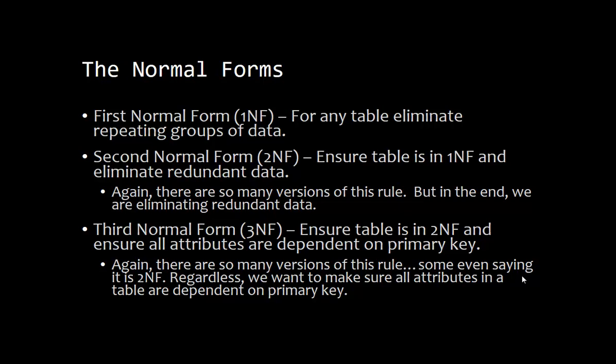The third normal form: ensure tables are in second normal form, and ensure all attributes are dependent on the primary key. What does that mean? Once again, there are different versions, no big deal. But for the most part, what we're saying is we want to analyze every table and ensure that it's actually dealing with one purpose, going back to the example in this video. It has one purpose, and with that, we want to make sure that all attributes are functionally dependent upon the primary key. What does that mean?